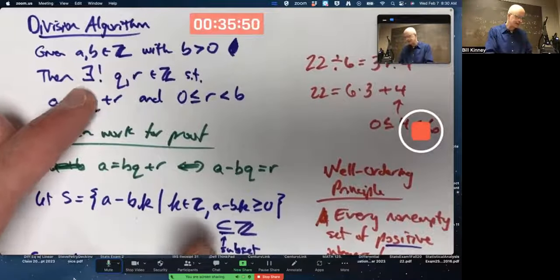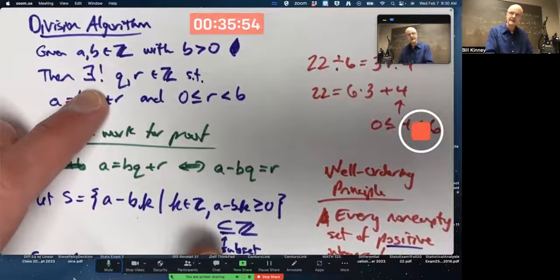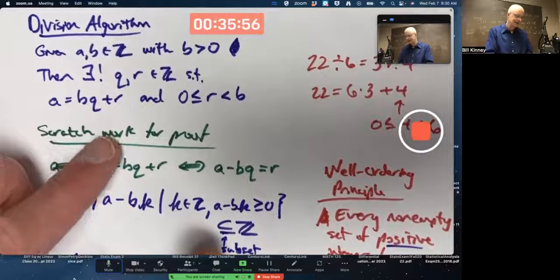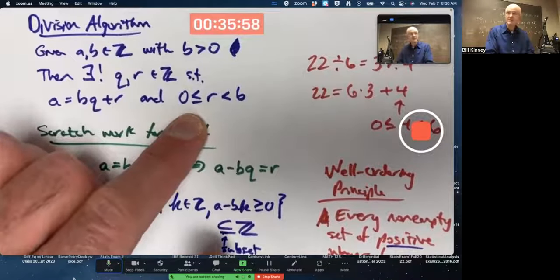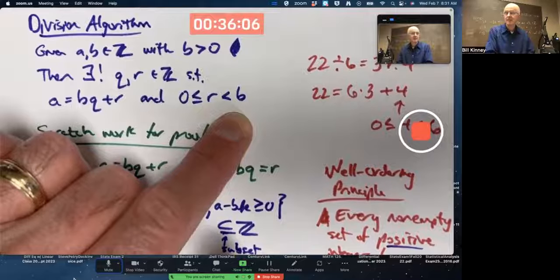We proved the existence of Q and R that satisfies this equation. We haven't proven uniqueness yet. We know the R is greater than or equal to 0 by case 1 and case 2. We haven't proved it's less than B.